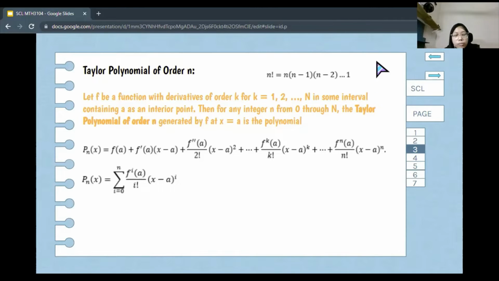For this formula, we can write it in a compact form, which is like this: Pn(x) equals the sum from i equals 0 until n of f to the power of i times a divided by i factorial times (x minus a) to the power of i. Okay, next.